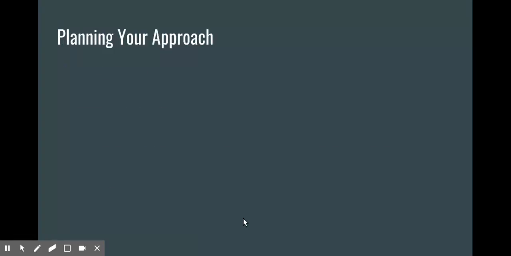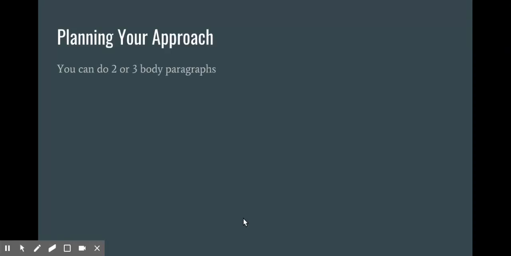So now that we have our introduction, let's talk about planning your approach. It doesn't really matter how you approach a graph. The only thing that matters is that it's clear and organized. So I'm going to go over a couple of different ways that you can approach talking about this graph. There are other ways. These are just some that I came up with. It doesn't matter which one of these ways you choose. It doesn't matter if you choose your own way. All that matters is that it's clear.